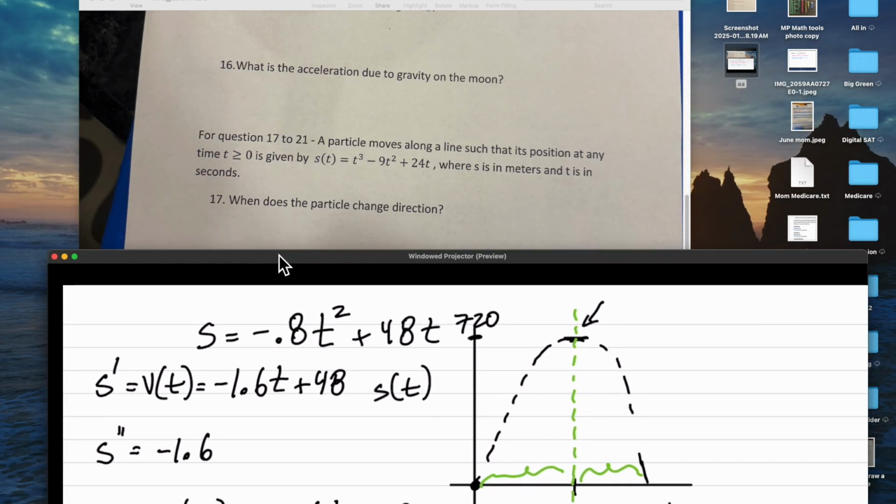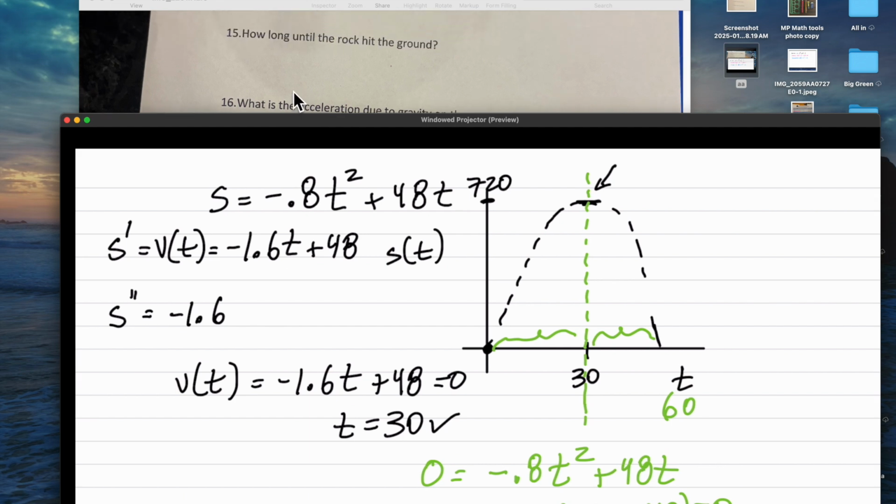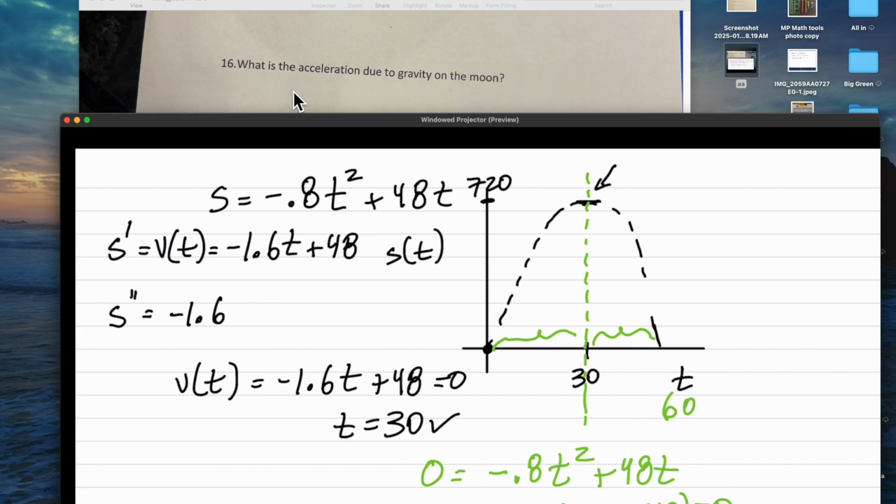Okay, next they ask, what is the acceleration due to gravity on the moon? And we already did that at the very beginning, and that would be negative 1.6.